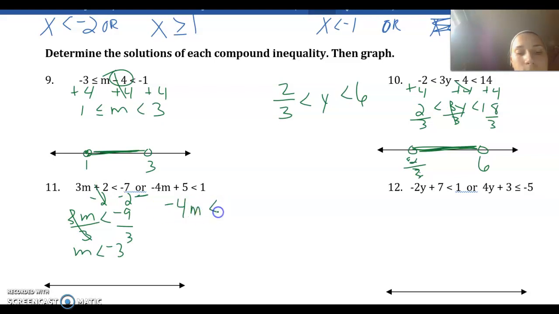-4m is less than -4, so I did 1 minus 5 gives us -4. Now we are dividing by a -4. Those 4's cancel. M, we need to flip our sign. -4 divided by -4 gives us +1. So here's our statement. We have an open circle on -3 going this way.